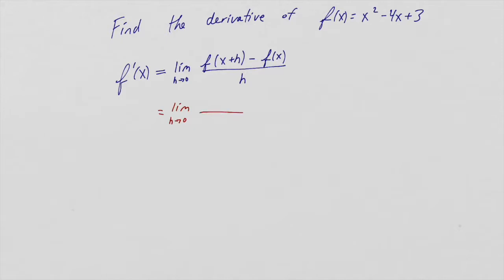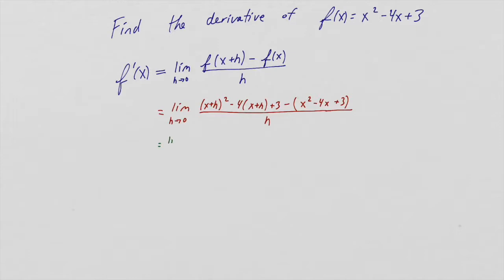So we have a nice fraction here. It's going to be x plus h squared minus 4 times x plus h plus 3 minus our function f of x, which is this. And since we're subtracting a function with multiple terms, we're going to put parentheses here so that the negative distributes to each term later on. So minus the quantity x squared minus 4x plus 3, all divided by h.